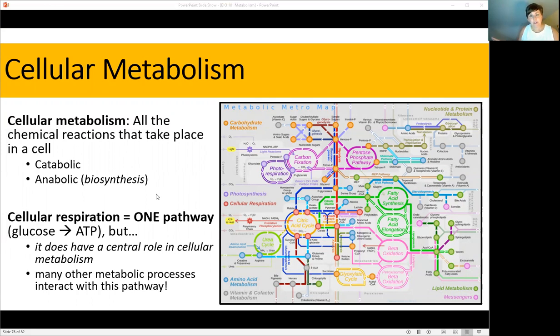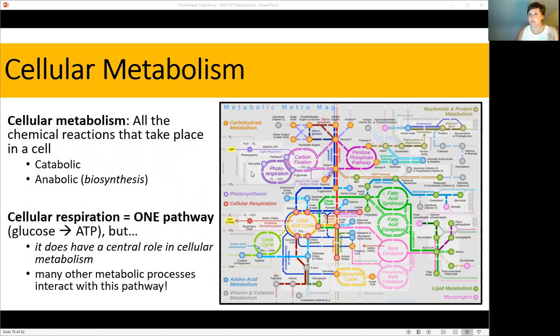We just finished a series of lectures focusing specifically on cellular respiration. This is often misunderstood as the only metabolic pathway that exists in cells. Again, cellular metabolism is all chemical reactions that take place in cells. Cellular respiration is very important. In fact, it plays a central role in cellular metabolism because many other metabolic pathways interact with this pathway.